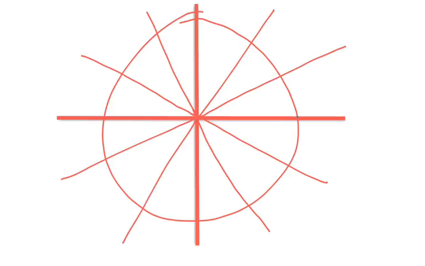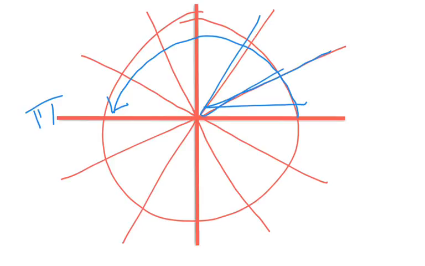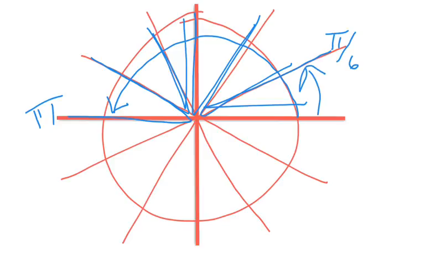Suppose we cut our pi, which is 180 degrees, into 6 pieces. Now, if we cut it into 6 pieces, each one of those has to be how big? Each one has to be pi over 6 radians. So this one's pi over 6. If I go to here, I have 2 pi over 6, which is pi over 3. And 3 pi over 6, which is pi over 2. 4 pi over 6, which is 2 pi over 3. 5 pi over 6.